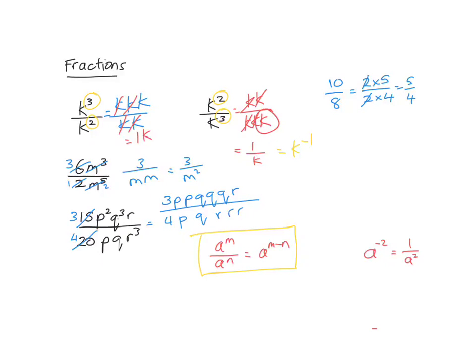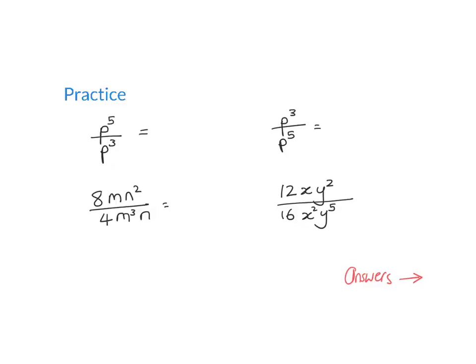Now you can go ahead and cancel a p from the top and the bottom, a q from the top and the bottom, and r from the top and the bottom. That's all I can cancel that match on the top and the bottom. So that leaves me with 3 p q to the power of 2 over 4 r to the power of 2 in my simplified form. Okay, this is your practice, so pause the video and then check the answers on the next page.